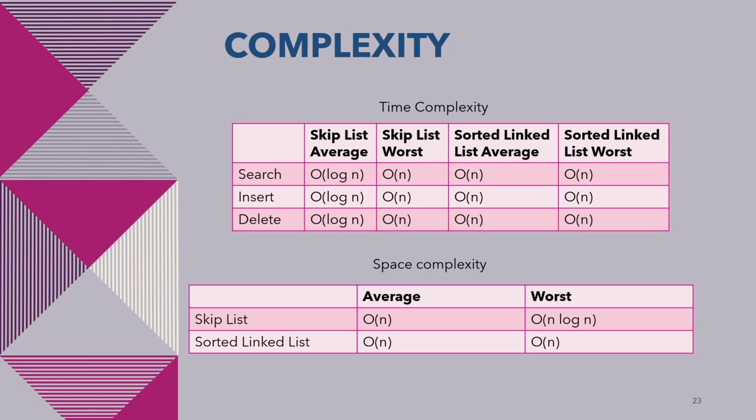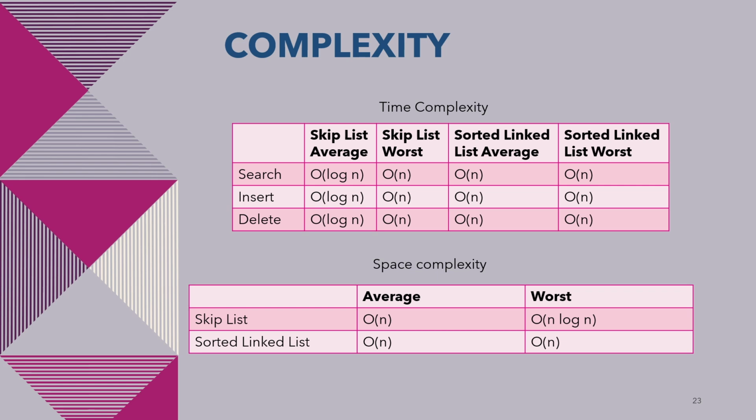Now on to complexity. So here we have a table for the time complexity and a table for the space complexity. As far as the time complexity goes, for the average case of a skip list for all 3 basic operations, search, insert, and delete, it's going to be O of log n. And then for the worst case, it's going to be O of n time. And as you can see, we have the time complexities for a normal sorted linked list here for comparison, and that's just always going to be O of n time.